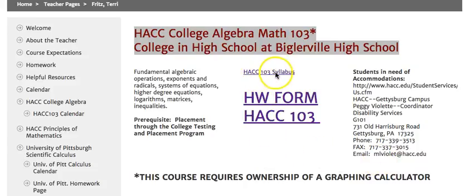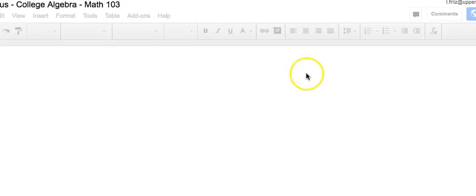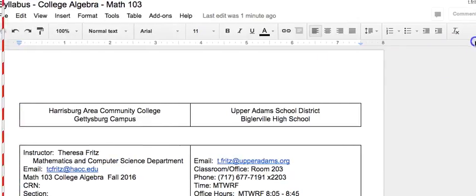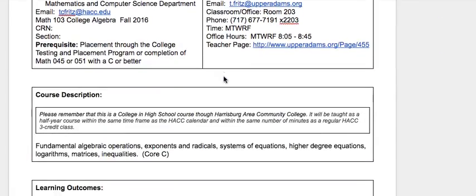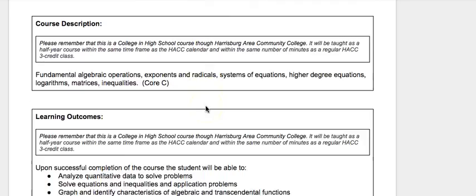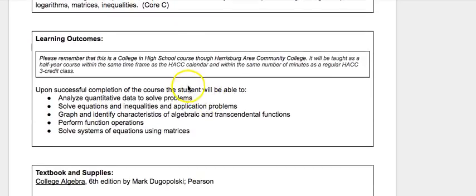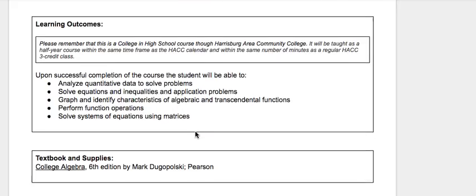Let's take a look at a HACC 103 sample syllabus. Okay. The course description is the same as I described. The learning outcomes for this course: upon successful completion of the course, the student will be able to analyze quantitative data to solve problems, solve equations and inequalities and application problems, graph and identify characteristics of algebraic and transcendental functions, perform function operations, and solve systems of equations using matrices.